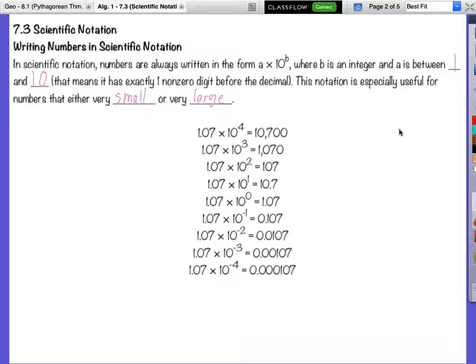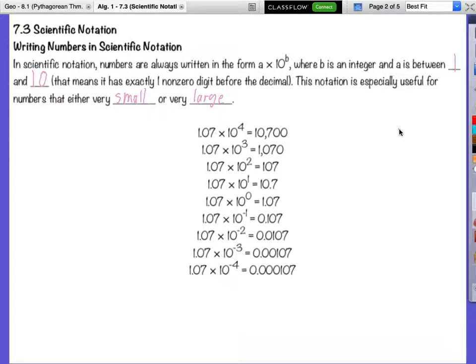So here we have some examples. If we have the number 1.07, 1.07 is between 1 and 10, times 10 to the 4th. That's going to be like 1, but then you move the decimal places 4 times. It's going to be 10,700.